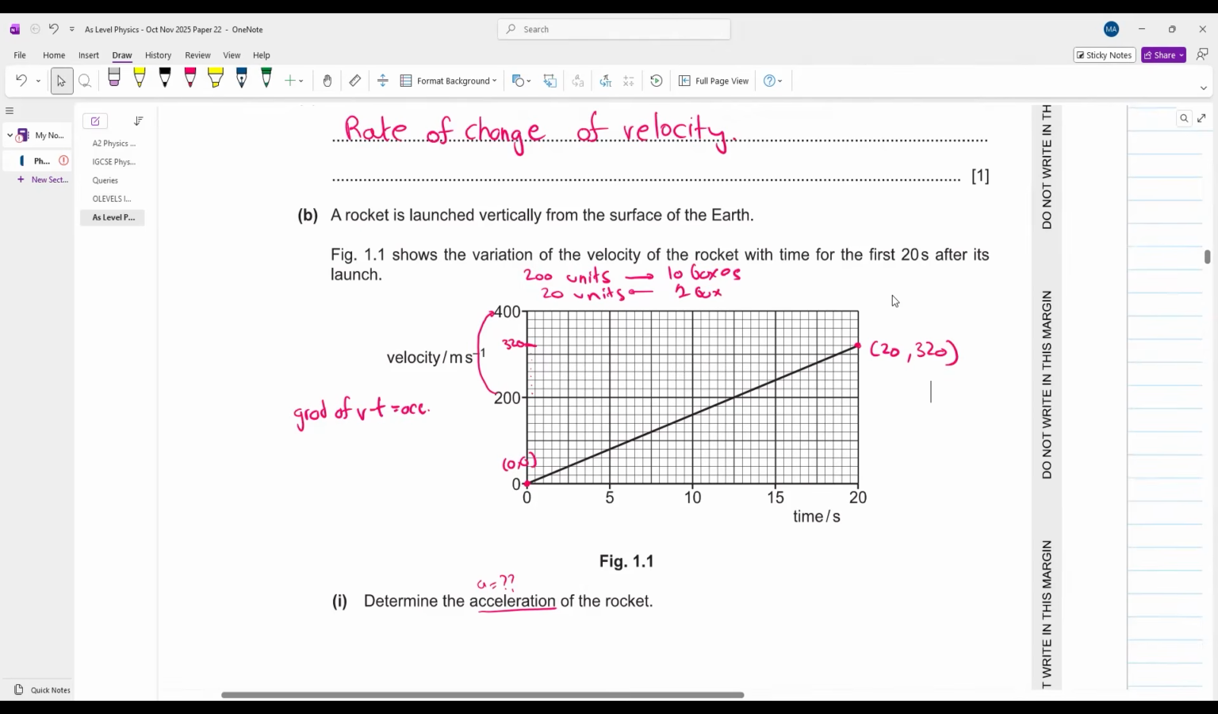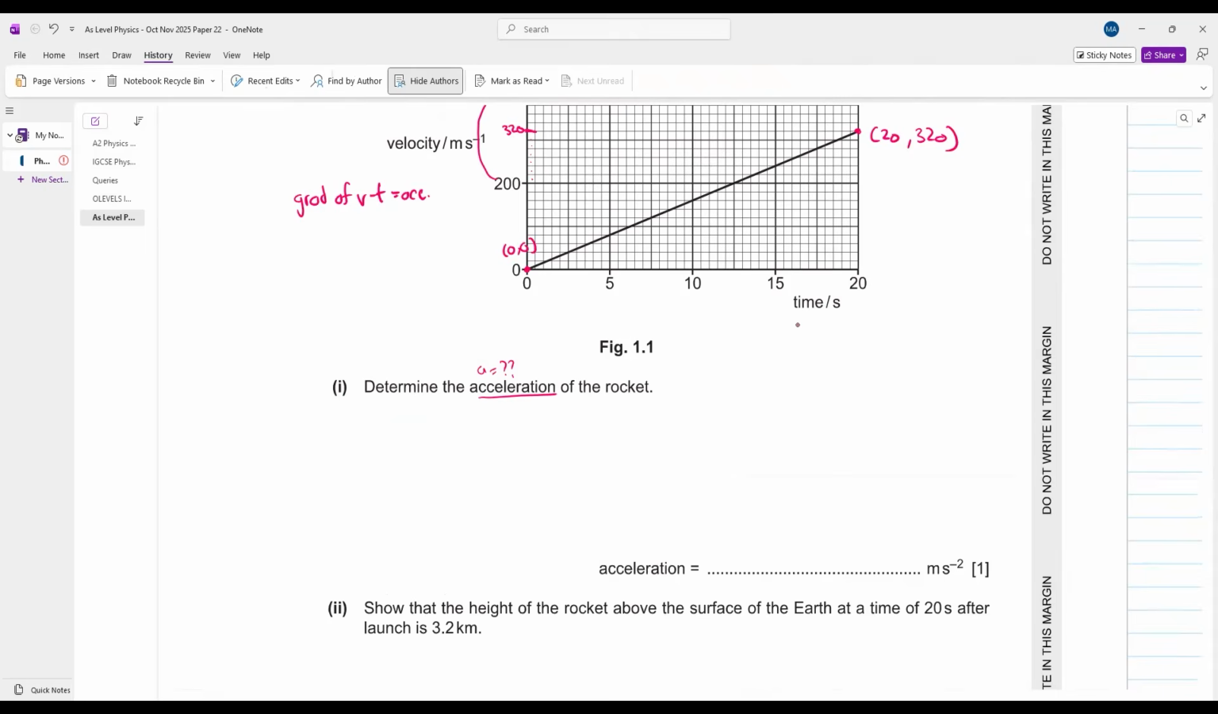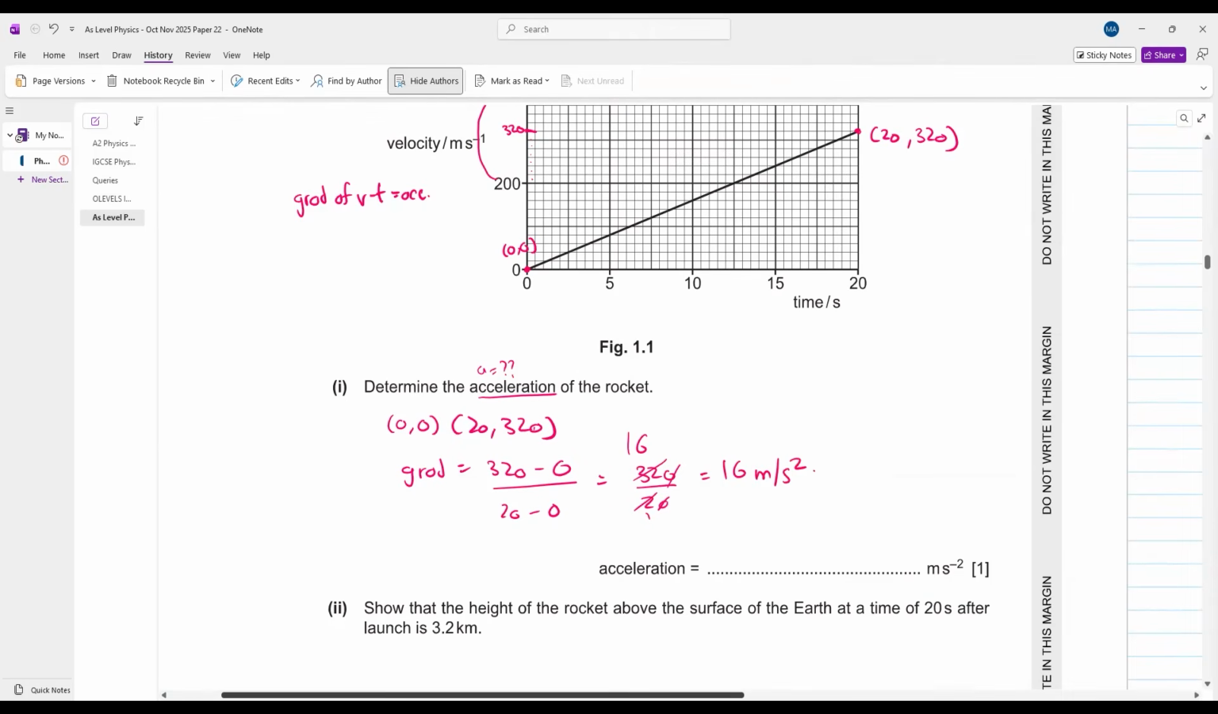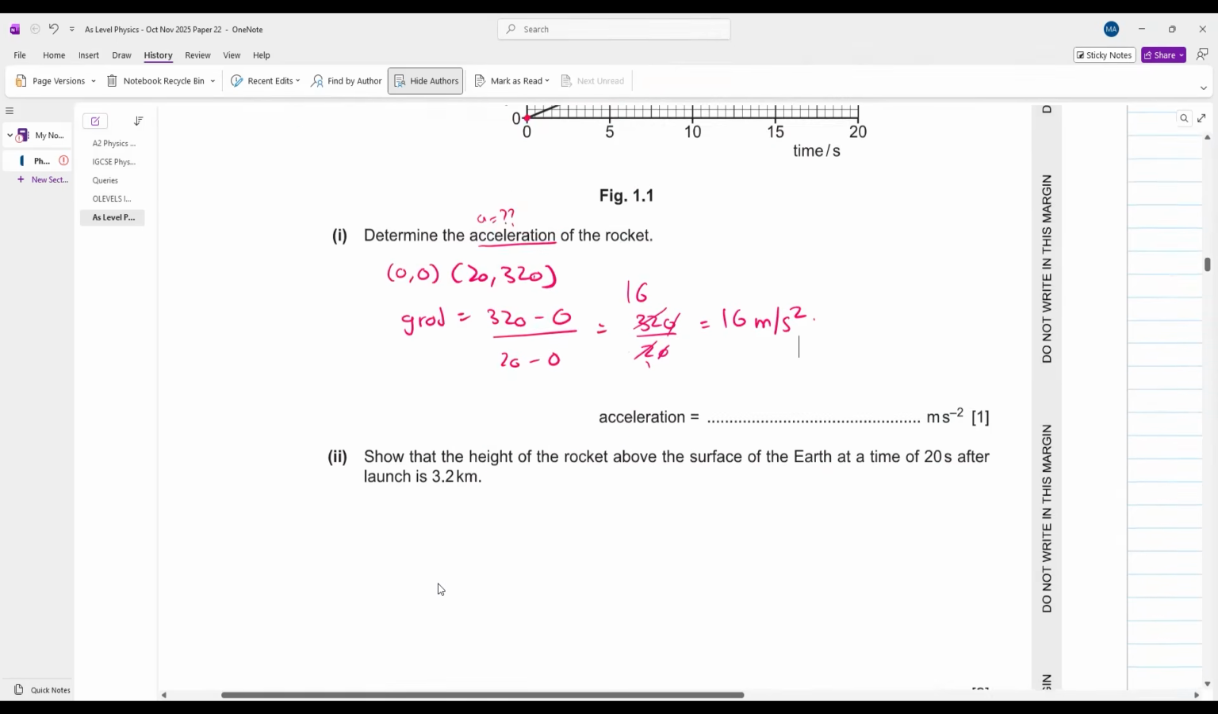Can you take these 2 points, 0 comma 0 and 20 comma 320, and calculate the gradient? Yes. क्या हो जाएगा? y2 minus y1 upon x2 minus x1. This comes out to be 320 divided by 20, which is 16. Acceleration comes out to be 16 meters per second square. Simple. Let's further move ahead.